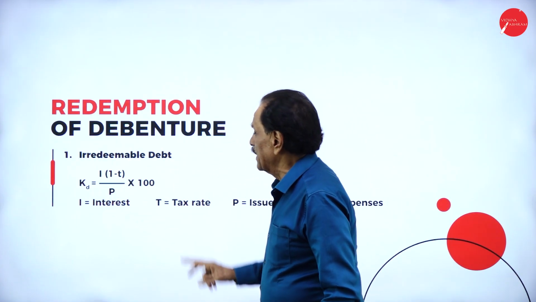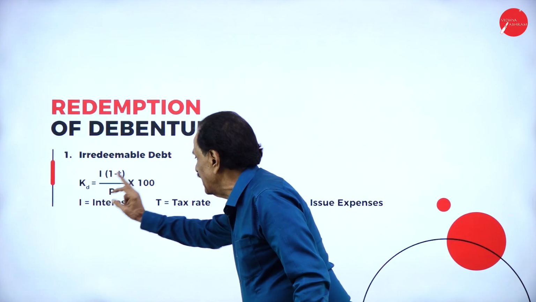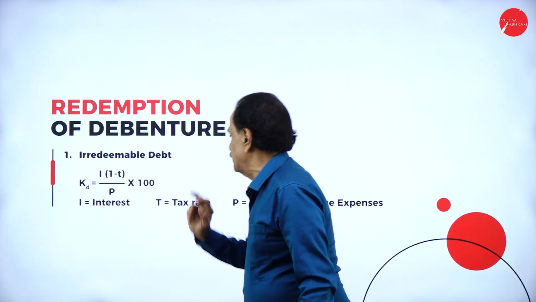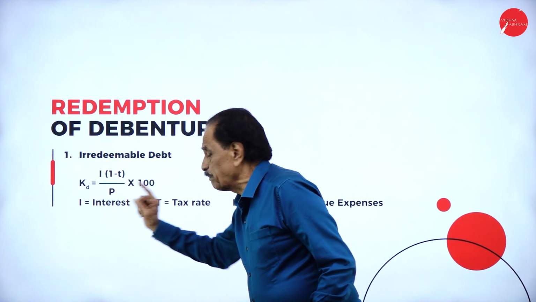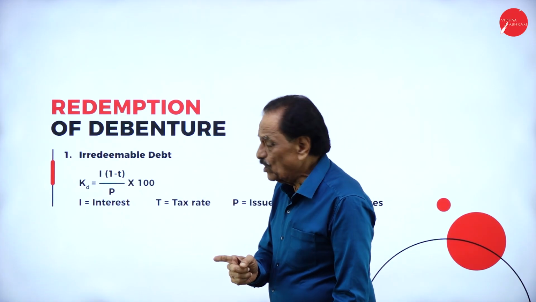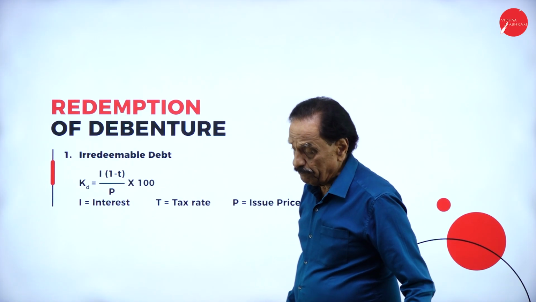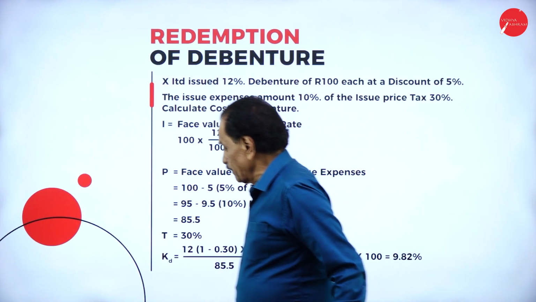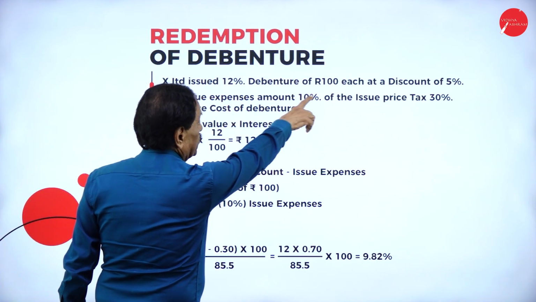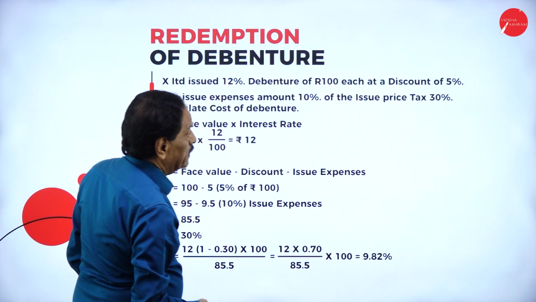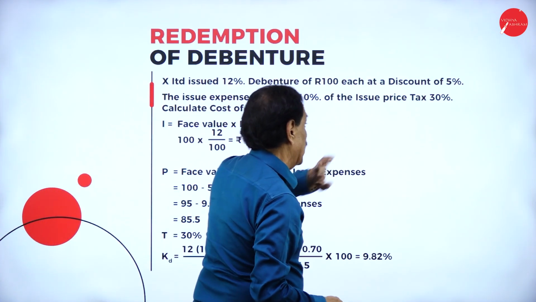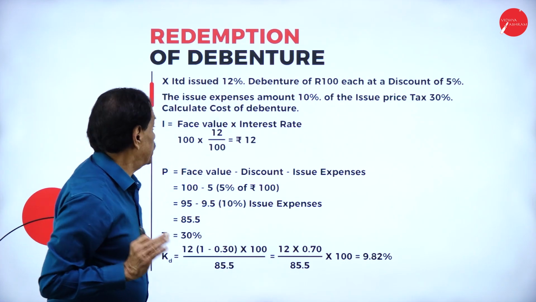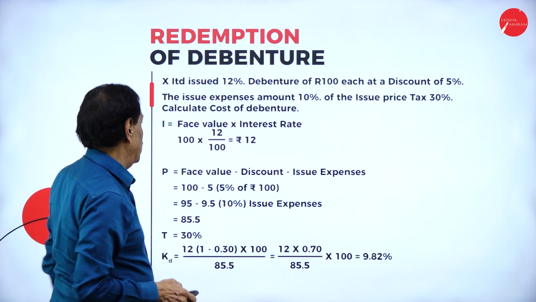Formula: irredeemable debenture KD is I into 1 minus T divided by pre-issue price minus issue expenses, that is, the price of the share minus issue expenses, into 100. Then this is a problem. X Limited issued 12% debentures of 100 each at a discount of 5%. The issue expenses amount to 10% of the issue price. Tax is 30%. Calculate the cost of debenture.